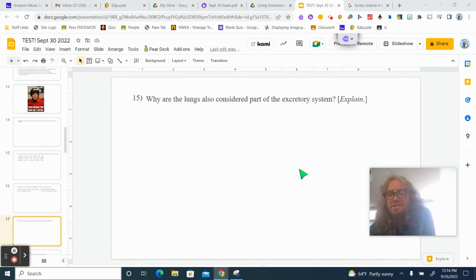Question 15. Here's an extended response, constructed response question. So please answer this in the form of a sentence. Why are lungs also considered part of the excretory system?